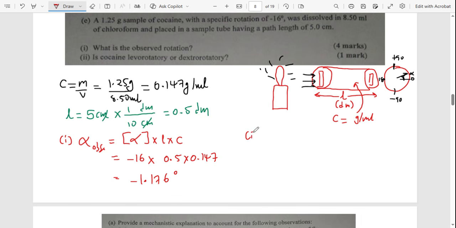The next question: is cocaine levorotatory or dextrorotatory? Substances that turn plane polarized light to the right are dextrorotatory, and to the left, levorotatory. So that's the L and the D forms. This is negative, so it is turning light to the left. So this is levorotatory. Does this make sense?